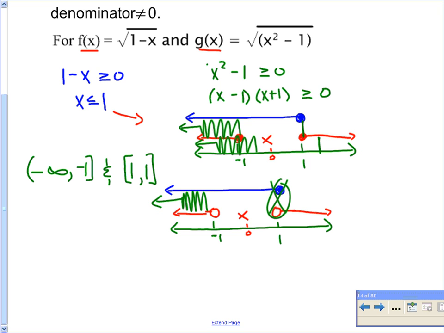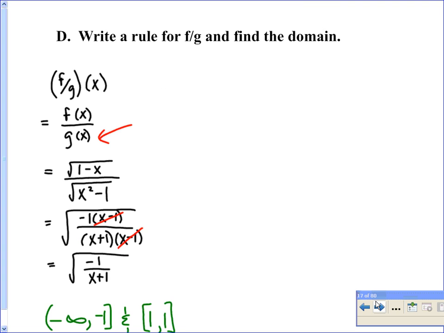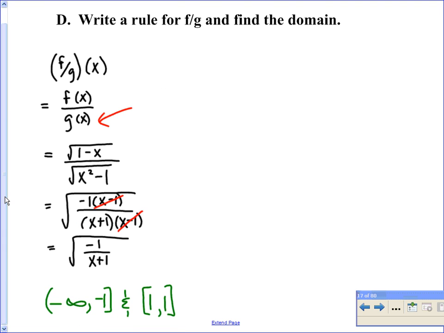So what that does to our domain that we had initially is it knocks this part off and it changes that to a parenthesis, and that's it. That's how it changes. So we said it's going to take this part off and it's going to change this to a parenthesis. And that's going to be our domain.